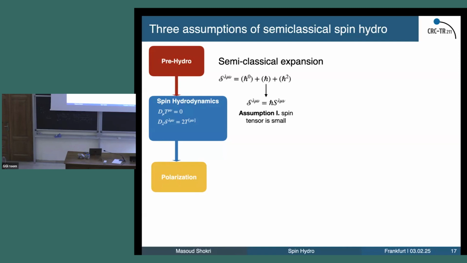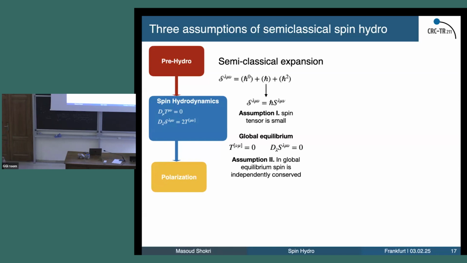But the semi-classical expansion actually makes everything much easier. So we think that, okay, spin is a quantum effect. So we use h bar as a power counting tool. So we expand everything in h bar. And this S was the spin tensor, and we assume that the spin tensor is small. So we put an h bar already in this one. And this was our first assumption.